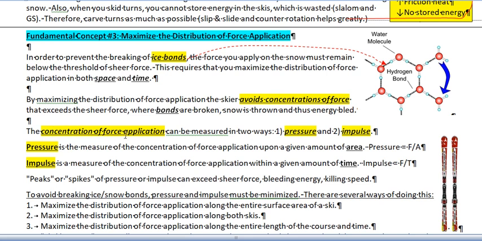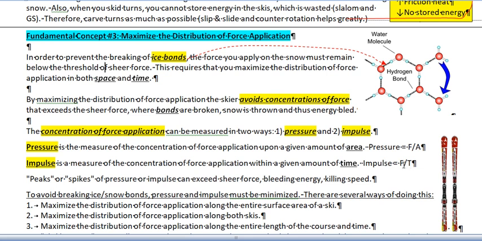The concentration of force application can be measured in two ways. One is pressure, and the other is impulse. Both represent a measure of concentration of force. Pressure is a measure of the concentration of force application upon a given amount of surface area. So pressure equals force over area, like pounds per square inch, like when you fill your car tire to 32 psi. Impulse is a measure of the concentration of force application within a given amount of time. So impulse is force over time.